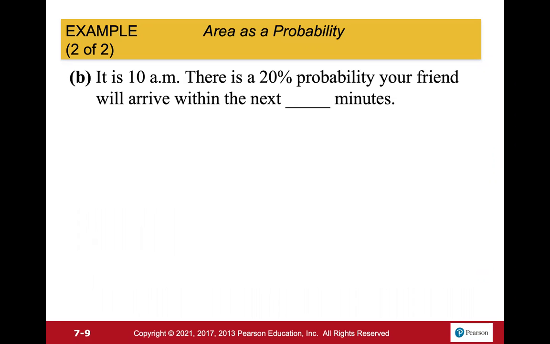Let's see, it's 10 a.m. There is a 20% probability your friend will arrive within the next blank minutes. So how could we say that? The probability of X being less than or equal to blank is equal to 20%. So with 20%, what we're looking at is like the complete opposite. So we're kind of working backwards with this one.